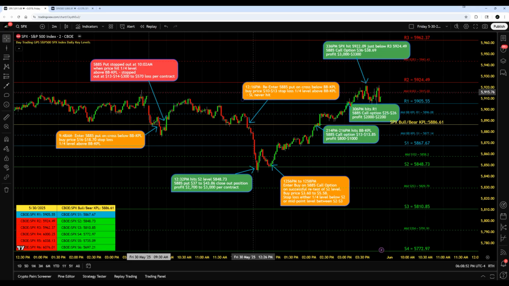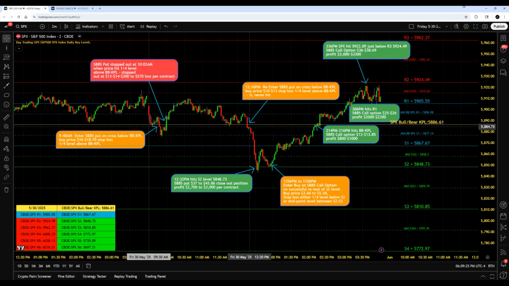So here you re-enter the 55.85 put on the cross below the bull bear KPL. The buy price was between $10 and $13 a contract, depending on where you bought in this candle. And the stop loss, again, a quarter level above the bull bear KPL, which would have been this area here. As you can see, the stop loss was never hit.